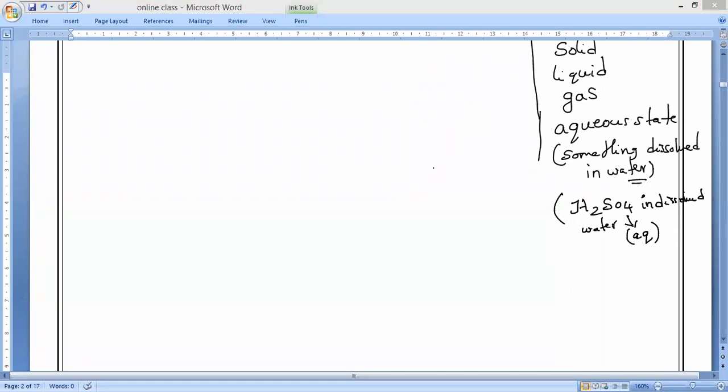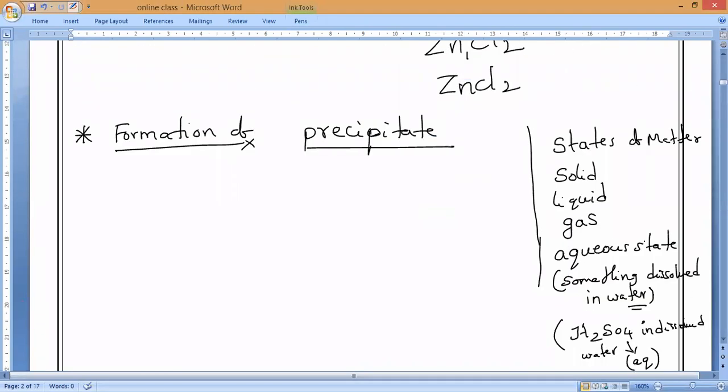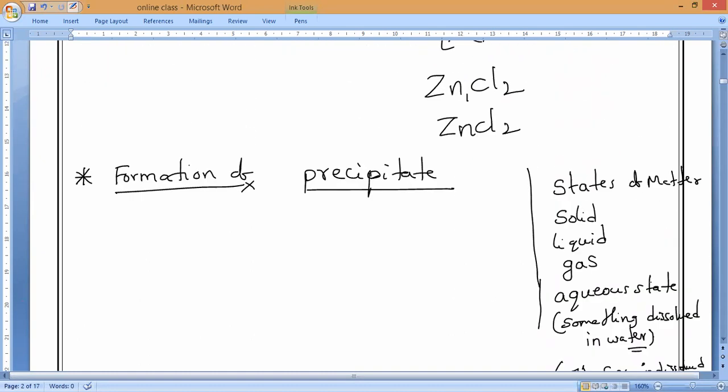So what do you mean by aqueous state? Something is dissolved in water, then it is called the aqueous state. So now, there will be 4 states of matter. What are they? Solid state, liquid state, gaseous state, and as well as the aqueous state. Clear?